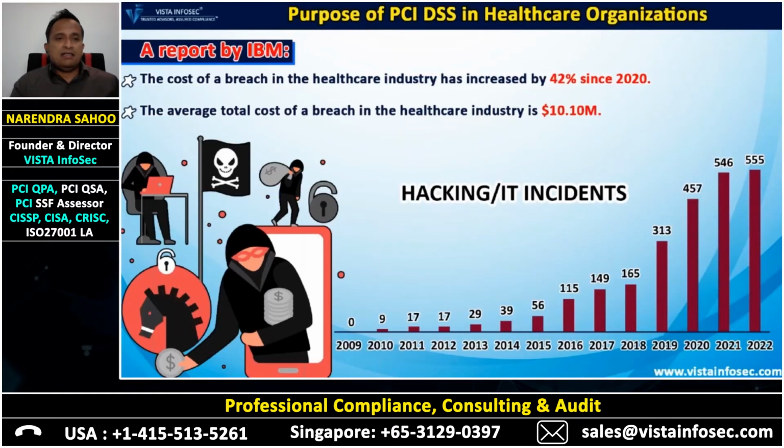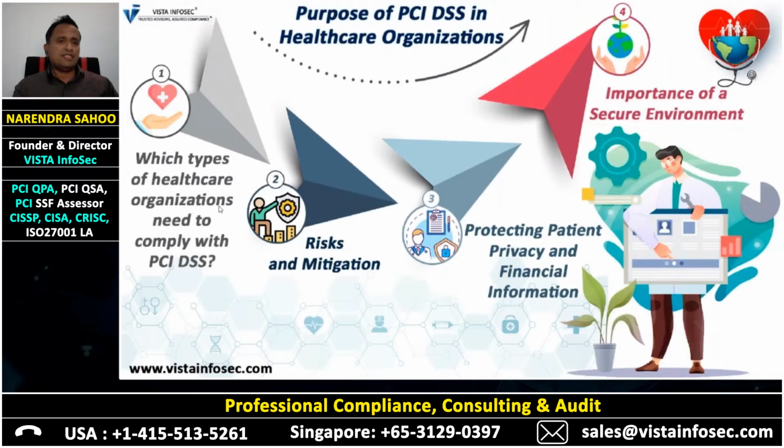As per the latest report by IBM, the cost of breach in the healthcare industry has increased by 42% from 2020, just three years back, and now the average cost of breach in the healthcare industry is $10.1 million as of last year. And of course, now coming to the point, what is the purpose of PCI DSS in the healthcare industry?